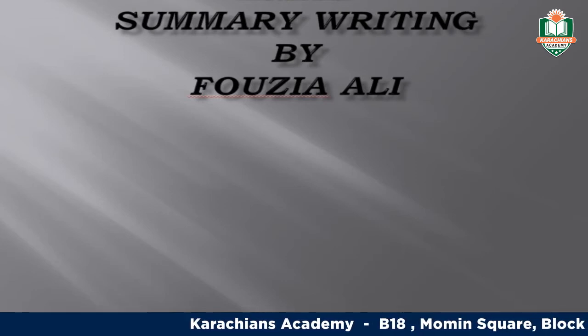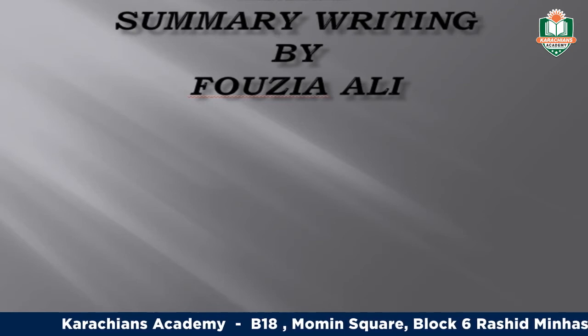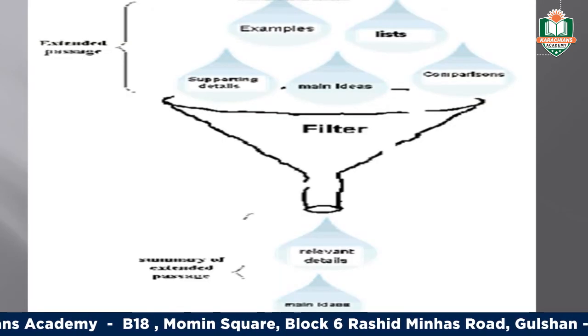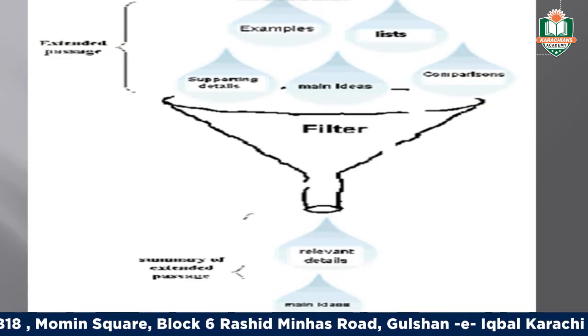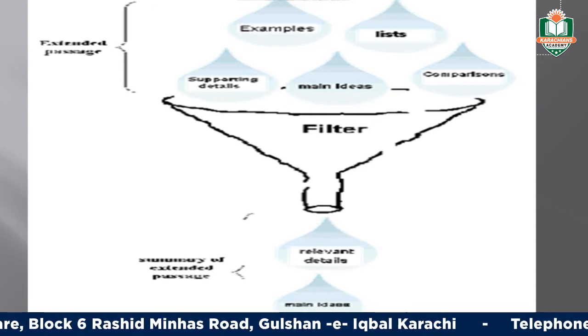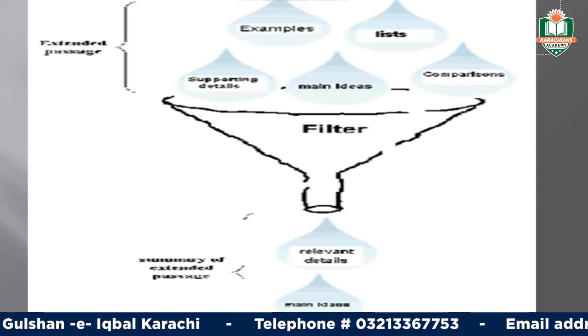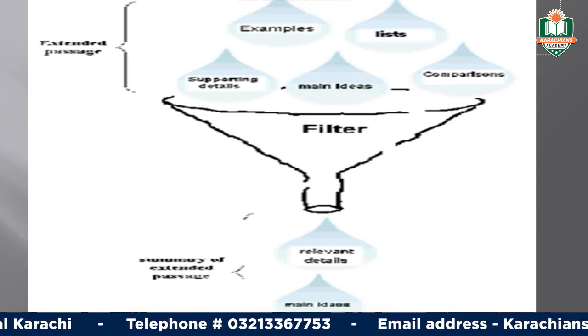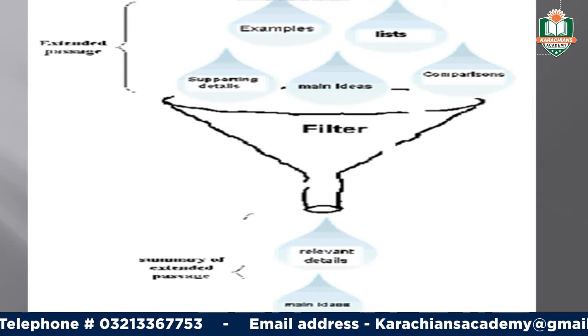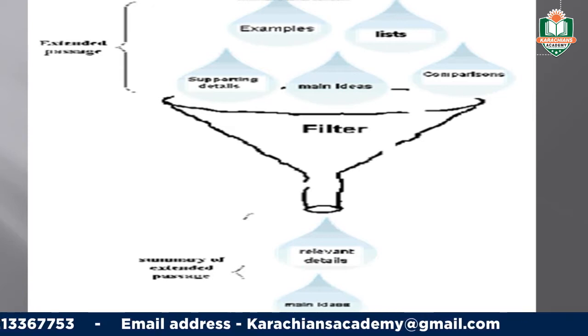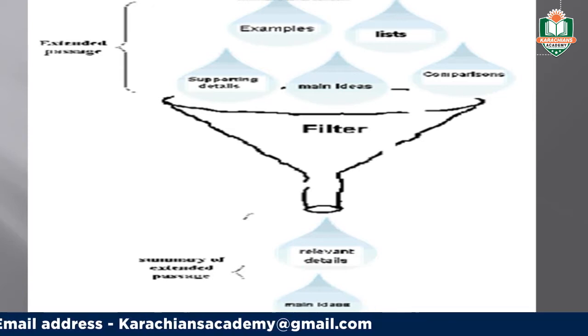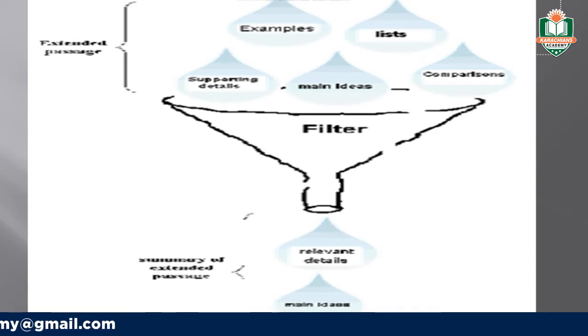Now when it comes to summary writing, the most important thing is that, as you can see here in the picture, we filter out all the supporting details, or the examples, or the lists or comparisons that have been given along with the main ideas. We just write down the relevant details. I can see here at the end of the filter, you can see that only the relevant details are there after we write down the summary.